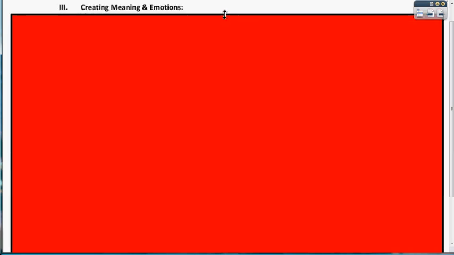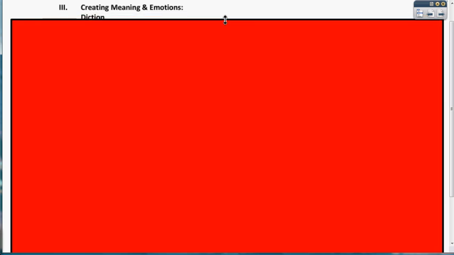For question number 3, this is where we start looking at the analysis part of your essay. Question number 3 again is what techniques does the author use in order to create the message and the emotion of the piece? And so the first technique we'll talk about is word choice, or another term for word choice is diction. So creating meaning and emotions with the words that the author uses.